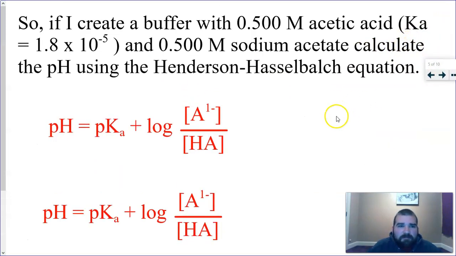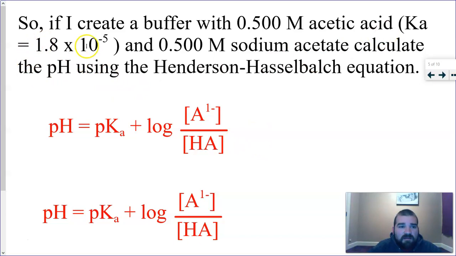Same exact concept right here, though. If I create a buffer with 0.5 molar acetic acid and 0.5 molar sodium acetate, this is the exact same one from yesterday. Let's calculate the pH using the Henderson-Hasselbalch equation instead of using an ice table like we did yesterday, which was a giant pain.